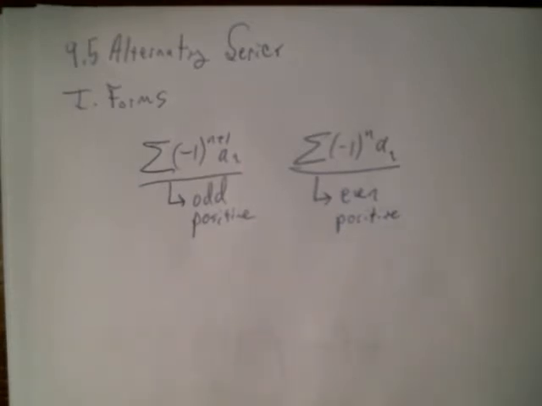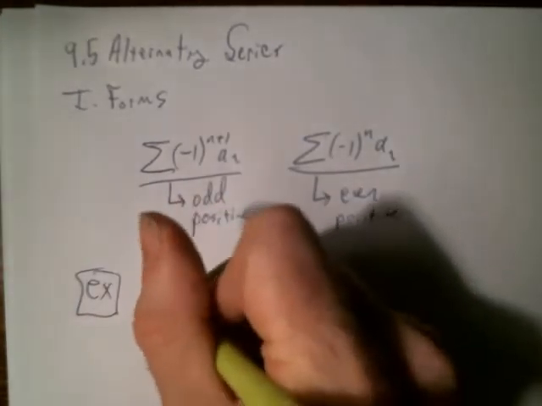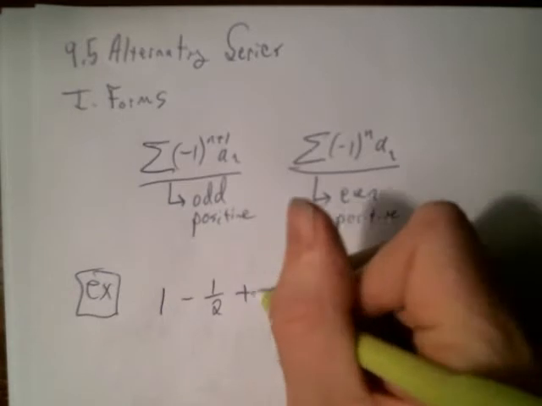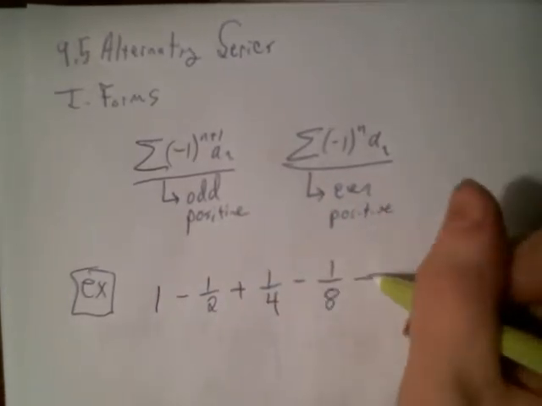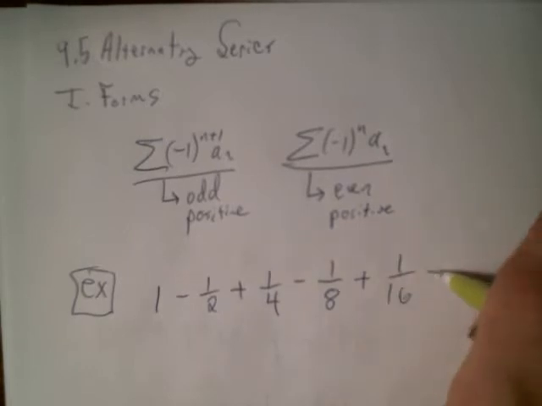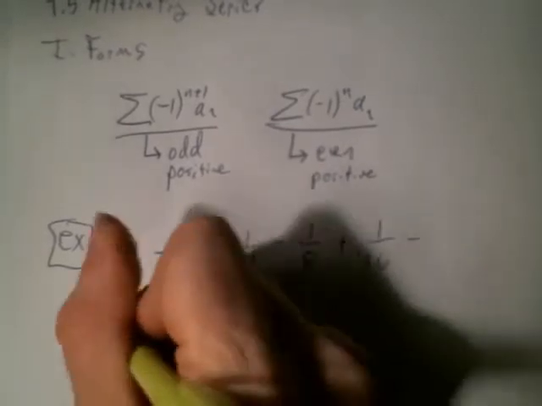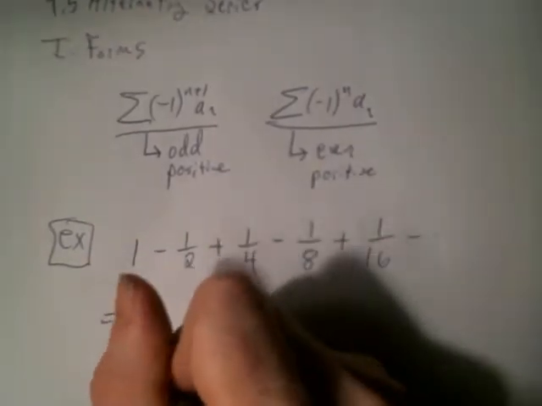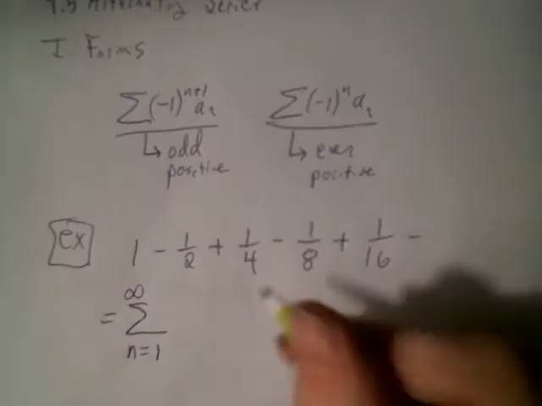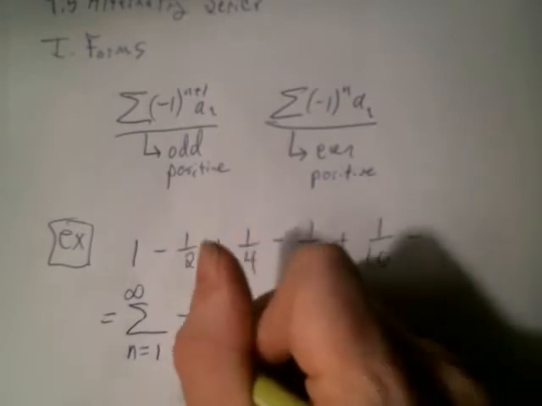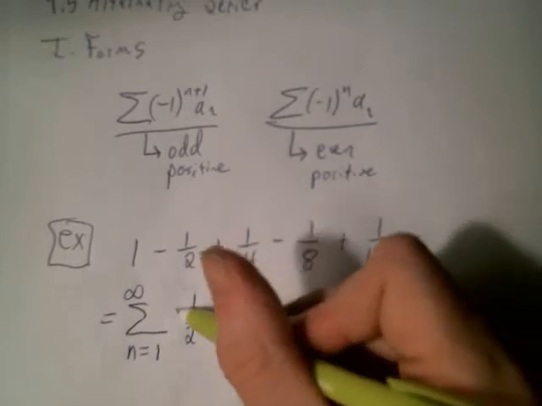Okay, so maybe an example's in order, something like 1 minus 1/2 plus 1/4 minus 1/8 plus 1/16 minus ... And we could write that as a sum going from n equals 1 to infinity of 1 all over 2 to the n minus 1. And this would be the a sub n part.